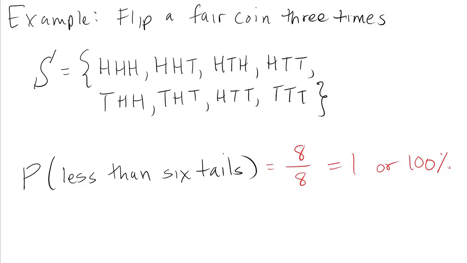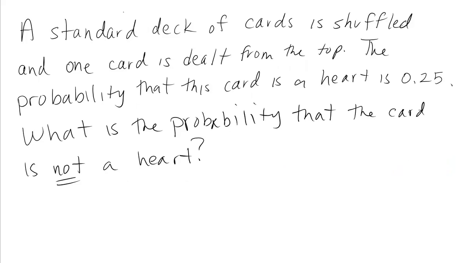Okay, let's move on from the classical approach to probability and just focus on the complement idea. Here we've got an example that deals with cards, but you don't have to know anything about cards to answer this question. All the information you need is contained inside of the problem. It says a standard deck of cards is shuffled and 1 card is dealt from the top. The probability that this card is a heart is 0.25. What is the probability that the card is not a heart?